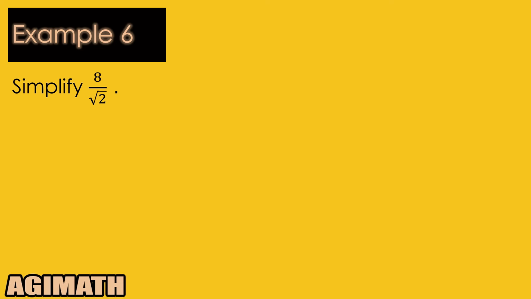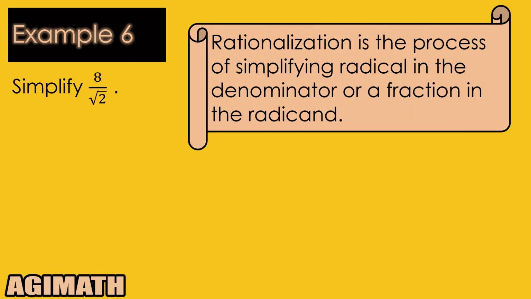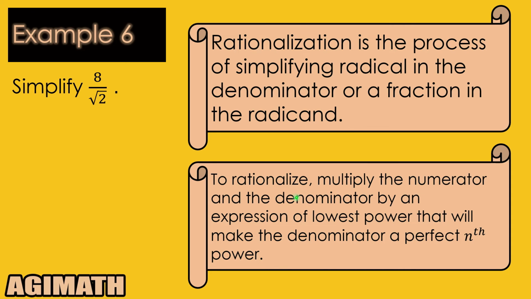And to simplify problems like this, we need this process. It's called rationalization, the process of eliminating the radical in the denominator or a fraction in the radicand. To rationalize, multiply the numerator and the denominator by an expression of lowest power that will make the denominator a perfect nth power. We need to multiply something just to make the denominator a perfect power. So, to determine how to make it a perfect power, just look at the index.